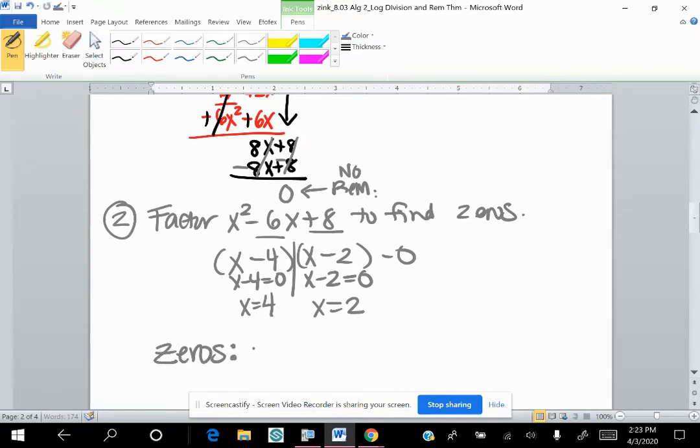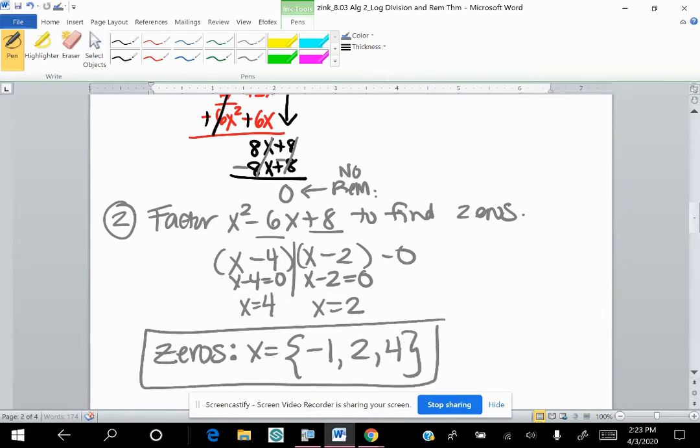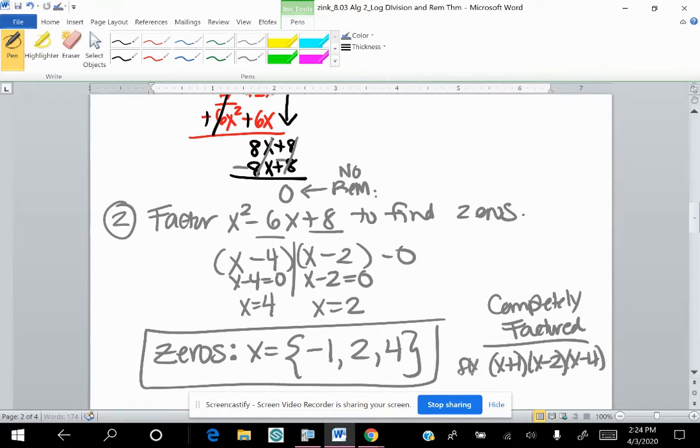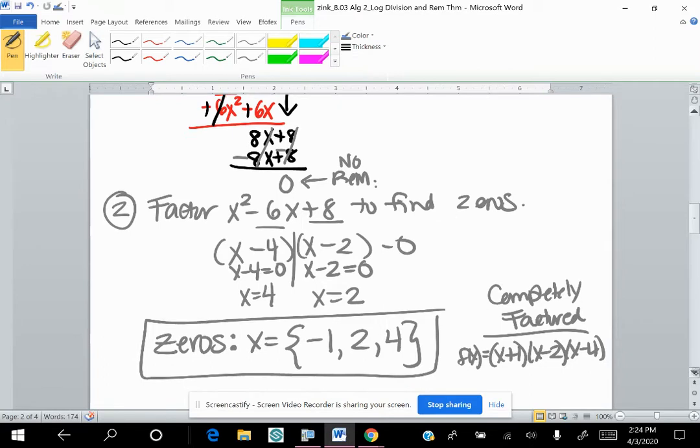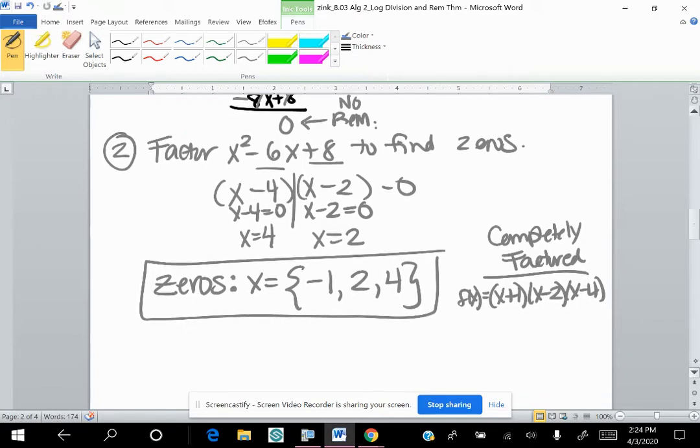So my zeros will be negative 1, which I found from the calculator, 2, and 4 from my final answer. If I had wanted this in completely factored form, which again I didn't ask for, it would look like this. It would take x plus 1, x minus 2, and x minus 4 would give you f of x. Same thing. So 3 zeros, highest exponent is x to the 3rd.